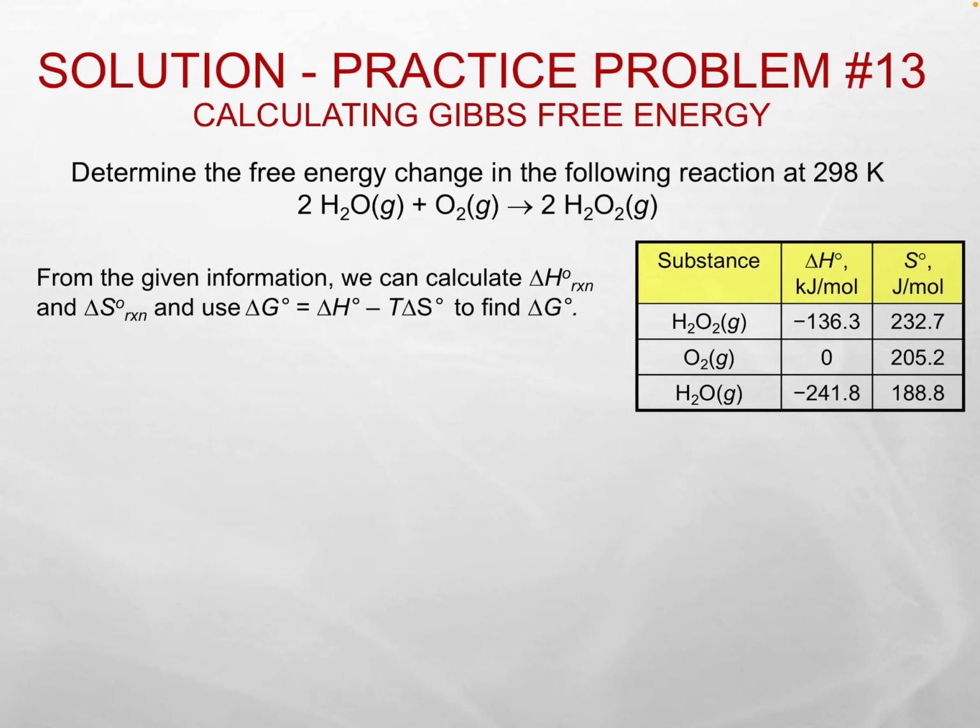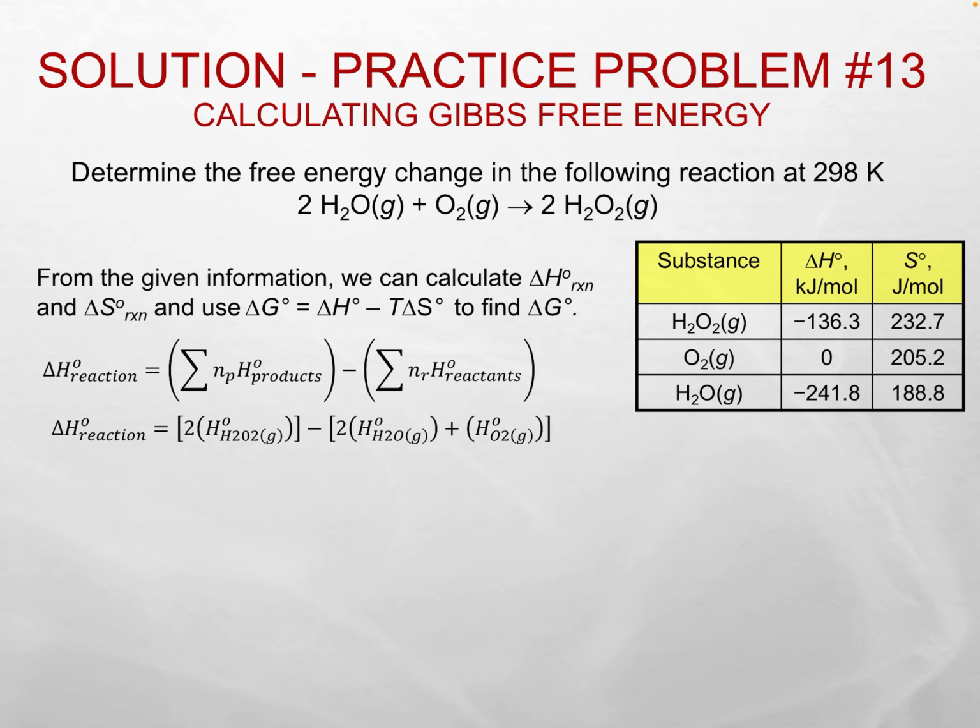So we can use that from delta H and S to find those, and then we can plug it into our Gibbs equation to find delta G. So here's how that looks. We can first use that for our change in enthalpy of the reaction. So again, products minus reactants: 2 times our hydrogen peroxide minus 2 times water plus our oxygen.